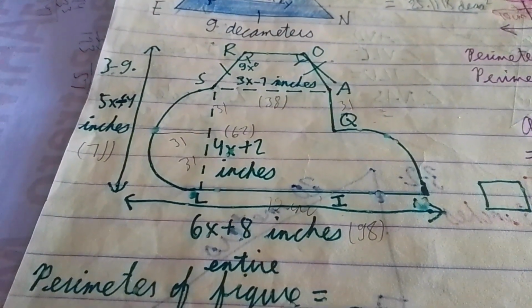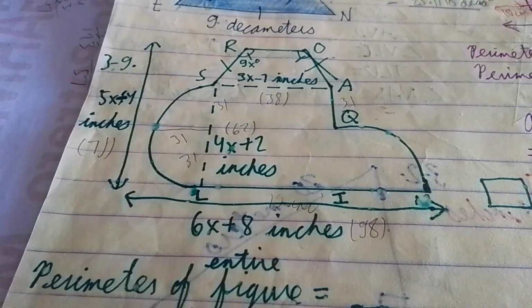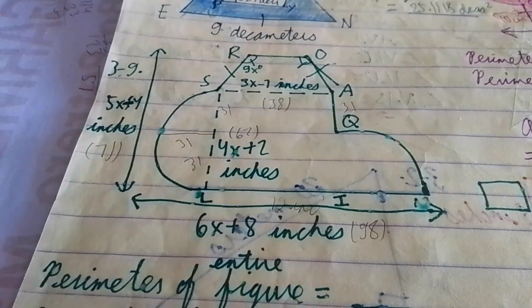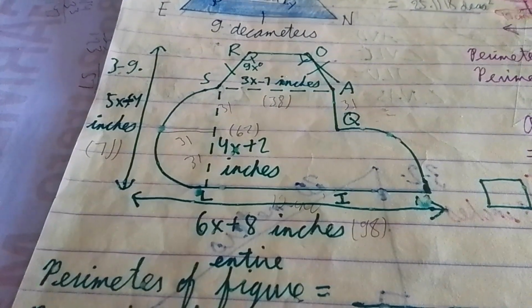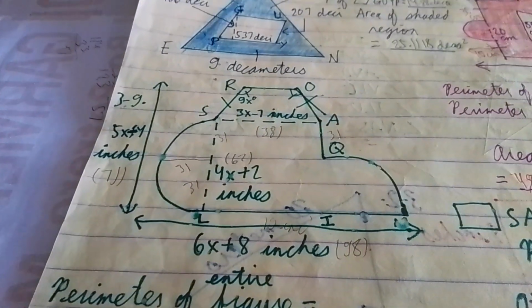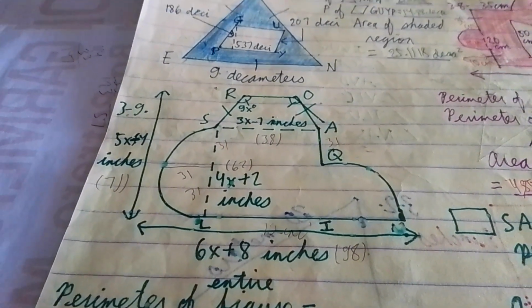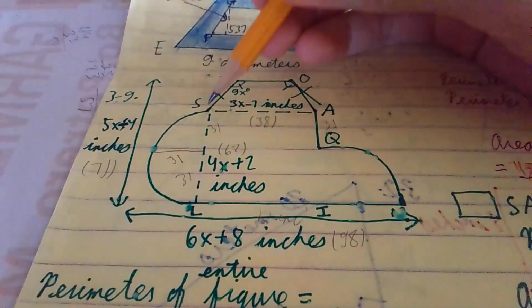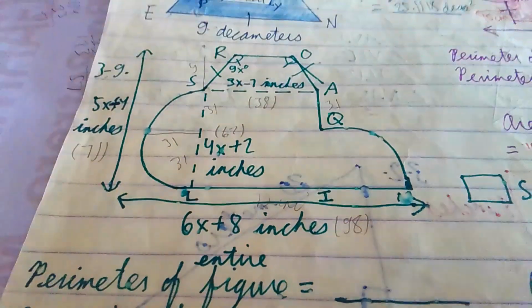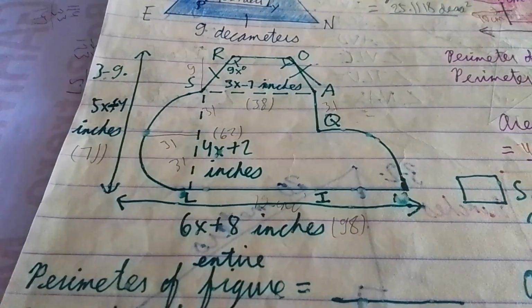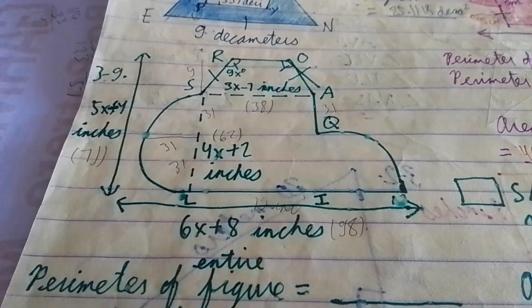But remember, we got 62. So therefore, yes, the height, remember it says the height is 71. But the height of the rectangle is 62 inches. So therefore, the remnant height must be 9. We deduct. So we should get 9 inches. Alright?